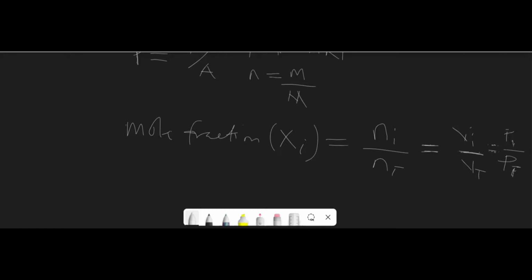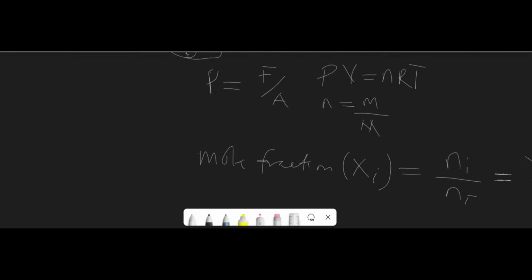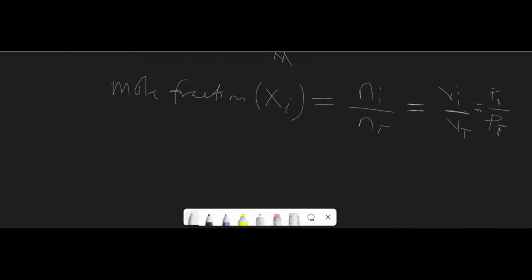So let's say now, for example, we have two gases. Let's say you have a container, and in the container you have gas A and gas B, and you now want to calculate the mole fraction of these gases. How do you do that calculation? It's simple. Maybe you already have the number of moles of A and B. So how do you do the calculation?